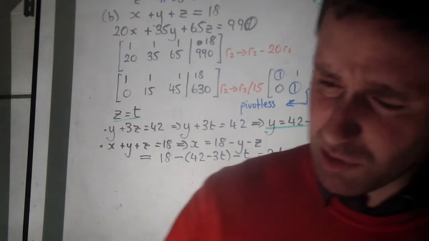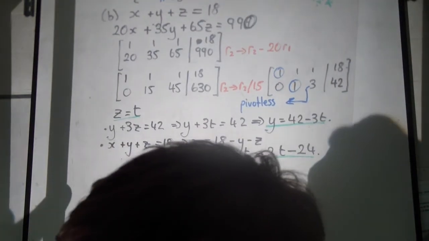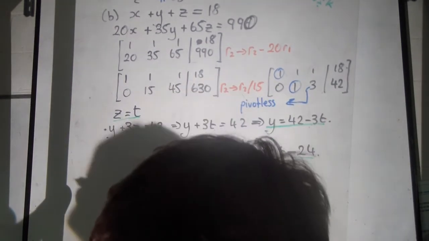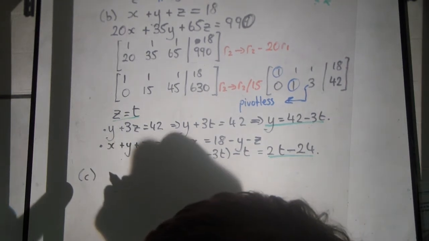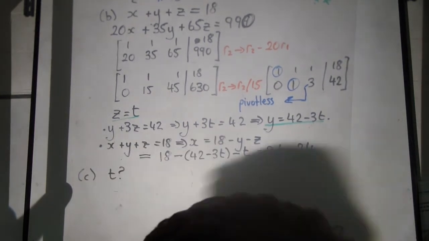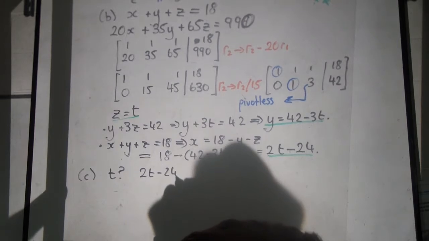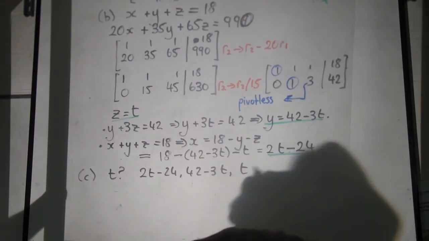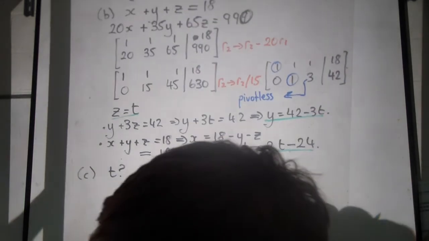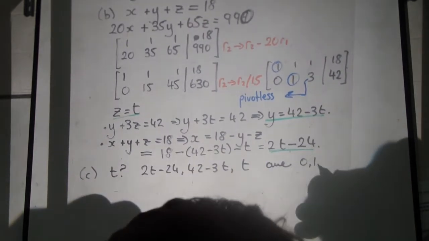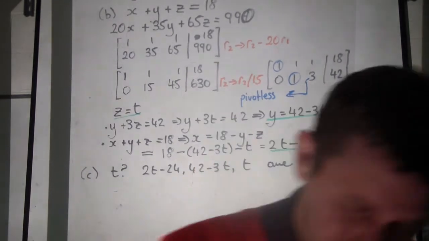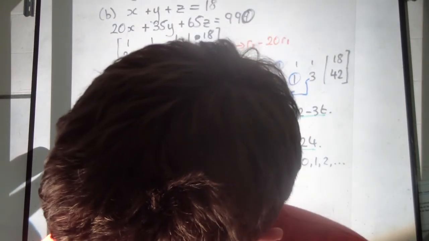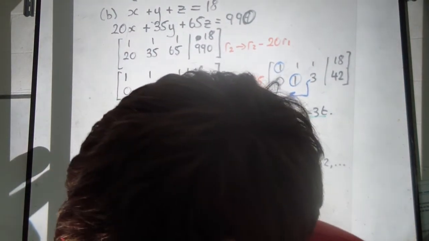But of course, we're going back to the problem. Find out how many of each type of bus could be leased by finding all. We only want the positive solutions. So we're trying to find values of t such that 2t minus 24, 42 minus 3t, and t are 0, 1, 2, and so on. So we're trying to find values of t such that all of these are positive whole numbers.